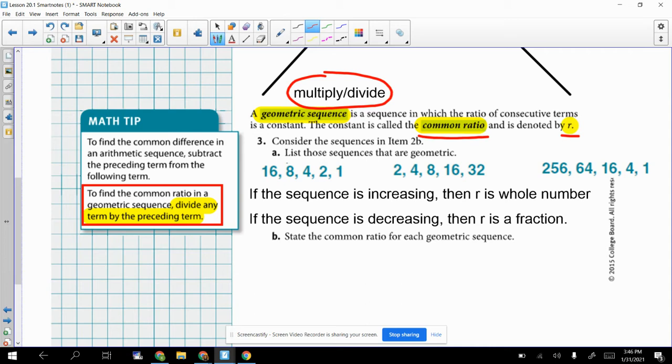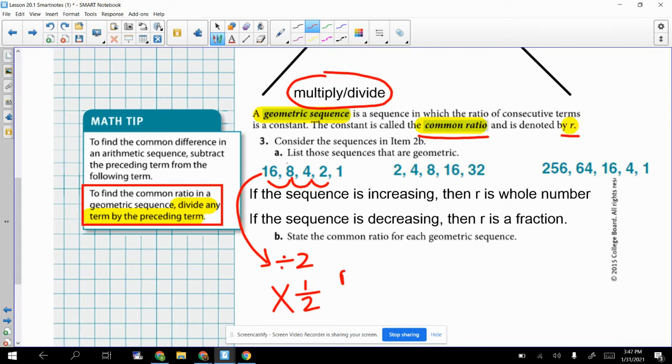Okay, so in this first one, it goes from 16 to 8 to 4 to 2. So basically you can think of it as we are dividing by 2 each time. 16 divided by 2 is 8, 8 divided by 2 is 4, 4 divided by 2 is 2, and so on and so forth. But really what you're doing is you're multiplying by 1/2. So if you cut 16 in half, you get 8. If you cut 8 in half, you get 4. So your R is going to be 1/2. Your common ratio is 1/2.